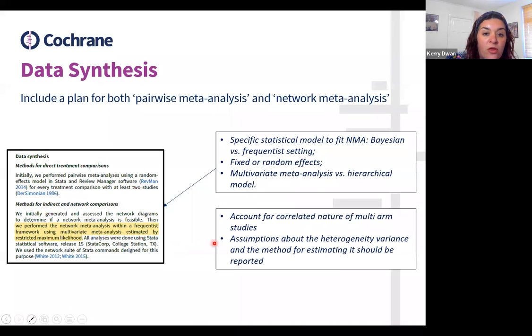We need to make sure that you think about the statistical model that you're going to use, and whether you're going to look at a Bayesian or frequentist setting, and whether you're going to use a fixed or random approach. And make sure you account for the correlated nature of multi-arm studies, so when studies compare more than 2 interventions within that study, and think about the assumptions about the heterogeneity variance as well. And if a Bayesian framework is used, there are additional technical details, such as details on the prior distributions and convergence of the Markov chain Monte Carlo approaches, that should also be described. This is where a knowledgeable statistician is really important for the team as well.